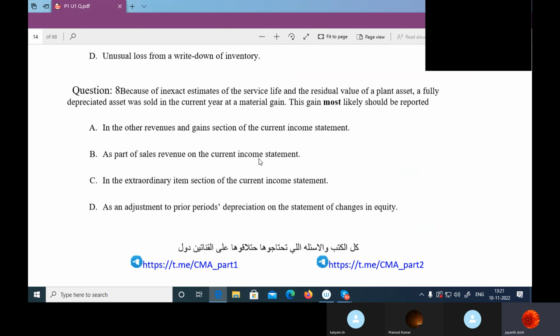Because of inexact estimates of the service life and residual life, that is, residual life is when it becomes scrap of a plant asset. That means you did not make proper estimates. What do you mean by estimates? Like how many years you want to depreciate the machinery, let's say 5 years or 10 years. This is also an estimate. And what should be the rate at which you want to depreciate the asset, let's say 10% or 15 or 12, whatever. It is also an estimate. And a fully depreciated asset was sold in the current year at a material gain. The gain most likely should be reported where, they're asking you. Please answer my question.